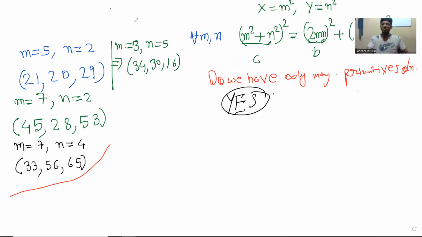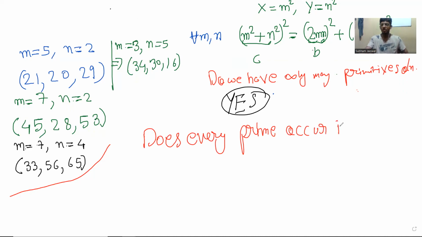Now, this was one question that was asked towards the beginning of the class. Does every prime occur in some primes? Not yet answered.